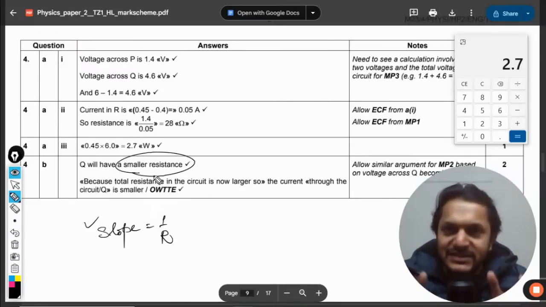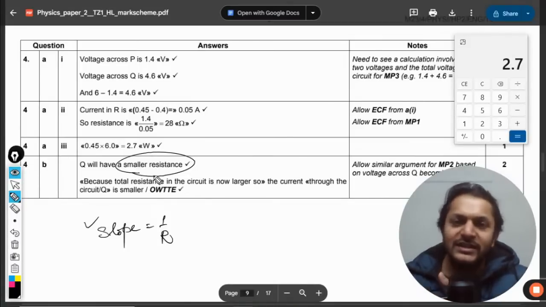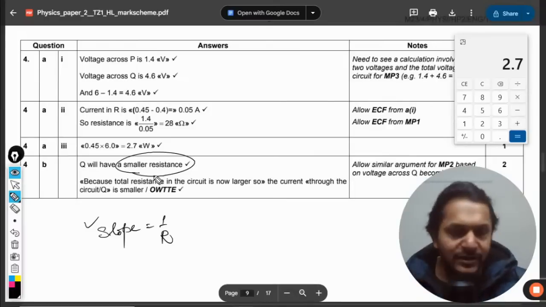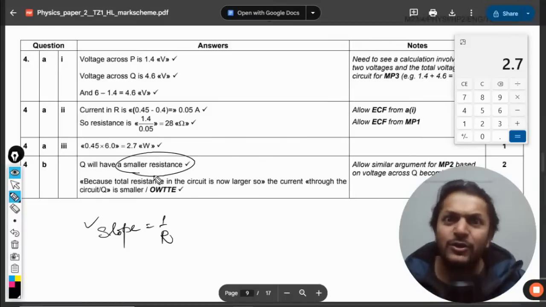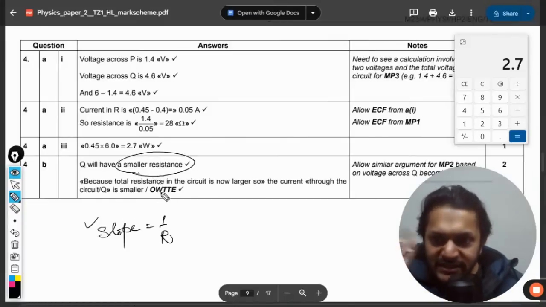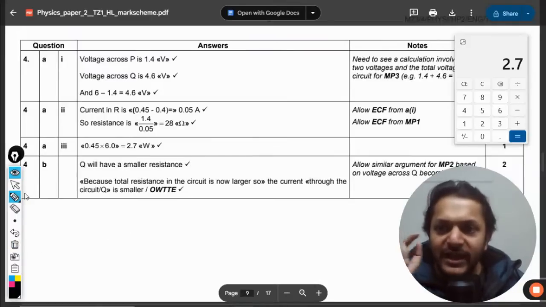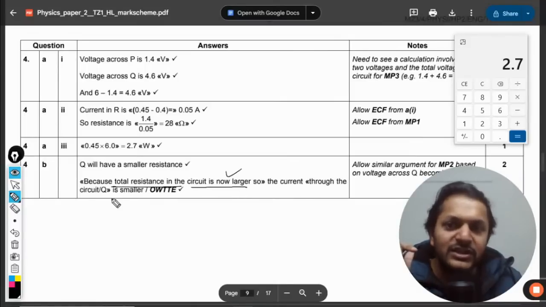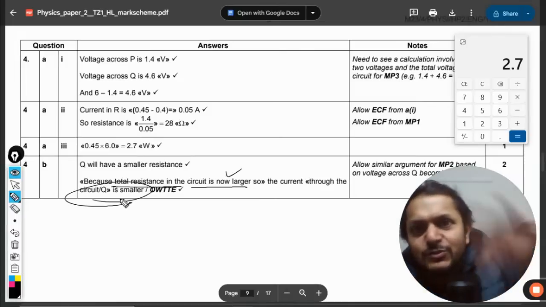I think by mistake, in the statement when I was giving earlier, I told it that the resistance would be increasing. Slope is increasing, resistance is decreasing. Please forgive me for that. You can also see if I actually made a mistake or not. I don't remember. So this is it. It means that for Q, the resistance will be smaller, but I have given you the correct explanation. Because total resistance of the circuit now will be larger, the current will be smaller. So the slope will be higher, which means that the resistance will be smaller.